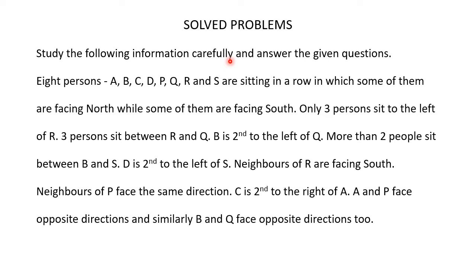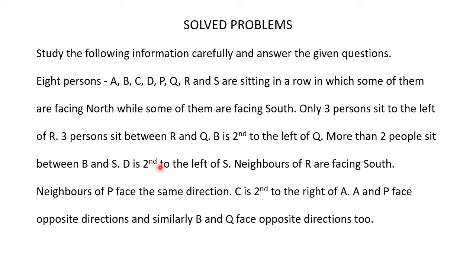Study the following information carefully and answer the given questions. 8 persons A, B, C, D, P, Q, R and S are sitting in a row in which some of them are facing north while some of them are facing south. Only 3 persons sit to the left of R. 3 persons sit between R and Q. B is second to the left of Q.